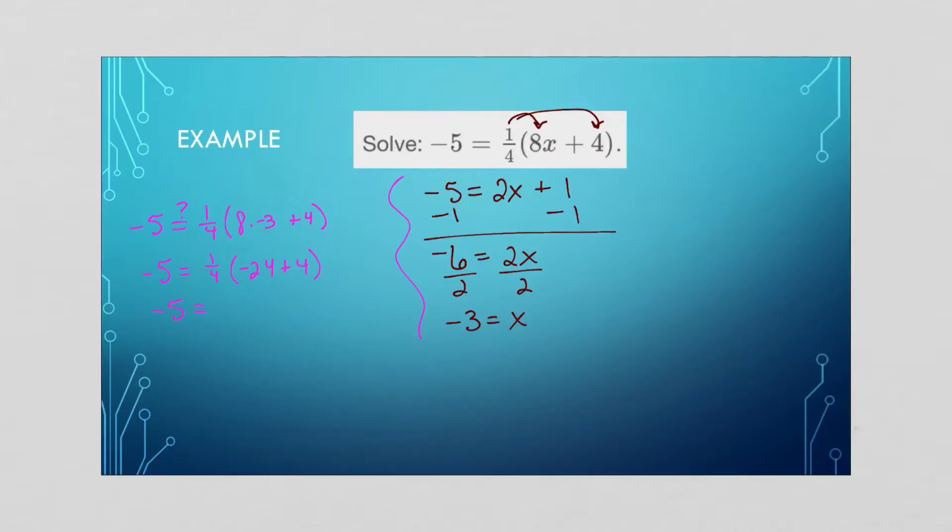Okay, so negative 24 plus 4 is negative 20. And then negative 5 is equal to 1/4 times negative 20, which is negative 5. So that works. This is my answer.